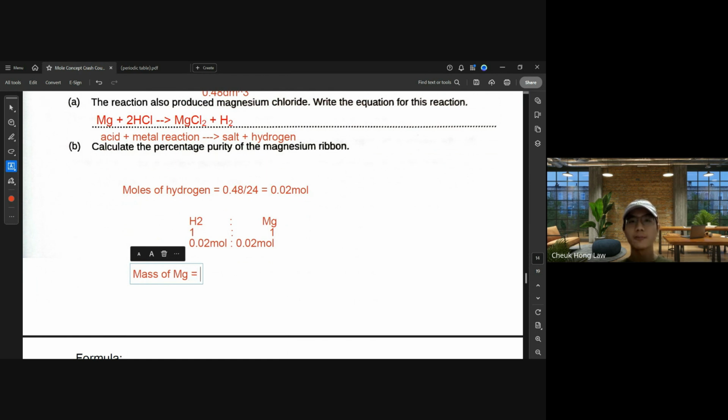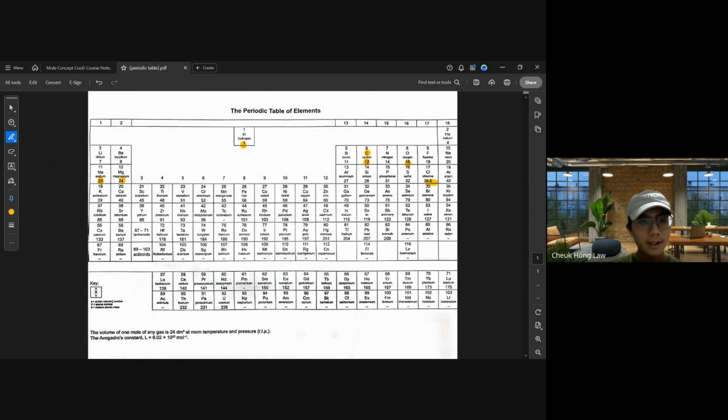Why do I find mass of magnesium? Because this question is asking percentage purity. Percentage purity is actual mass over total mass times 100%. Okay, so I need to find the actual mass of magnesium now. Let me be more specific, actual mass. And again, using the formula, mass over MR. Okay, so it will be 0.02 mole times MR of magnesium. What's the MR of magnesium? It is 24.